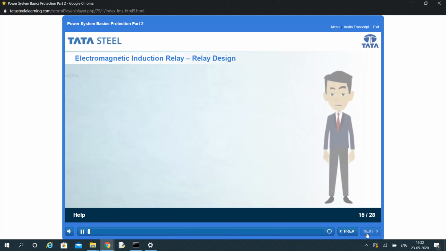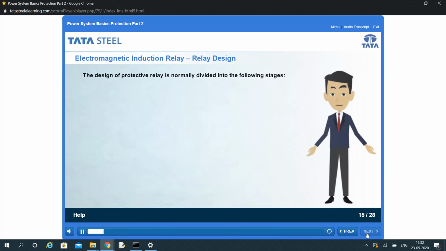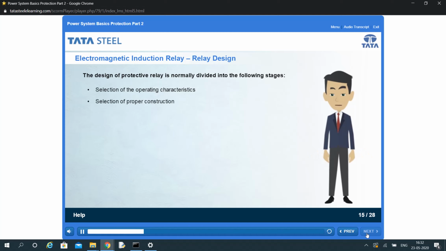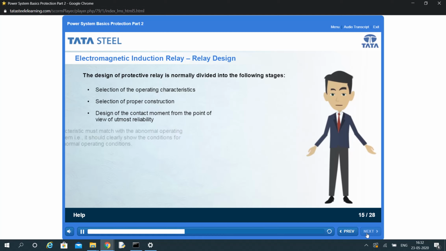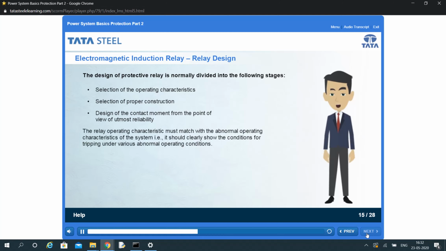The design of a protective relay is normally divided into the following stages: selection of the operating characteristics, selection of proper construction, and design of the contact movement from the point of view of utmost reliability. The relay operating characteristic must match with the abnormal operating characteristics of the system. That is, it should clearly show the conditions for tripping under various abnormal operating conditions.